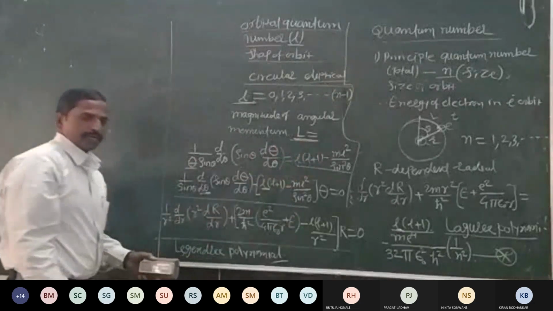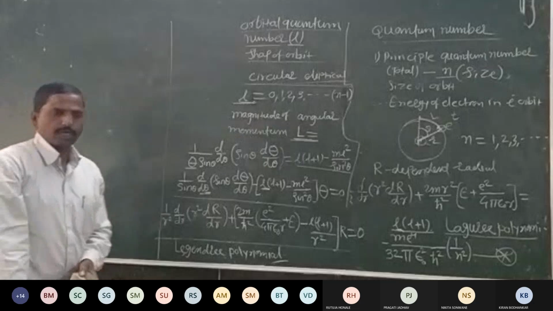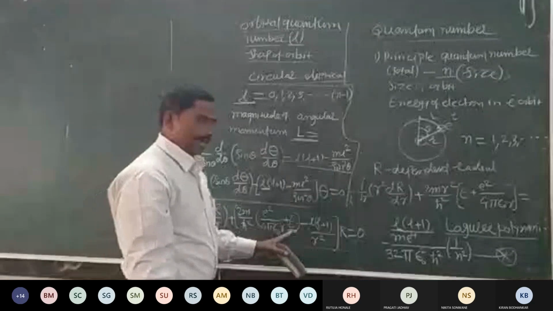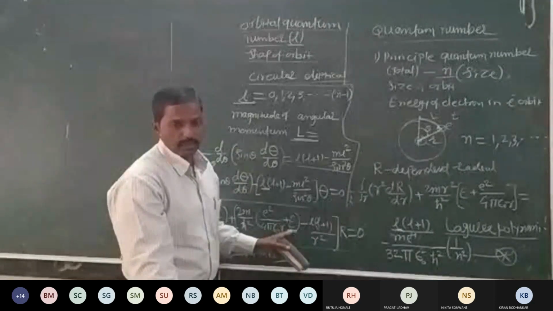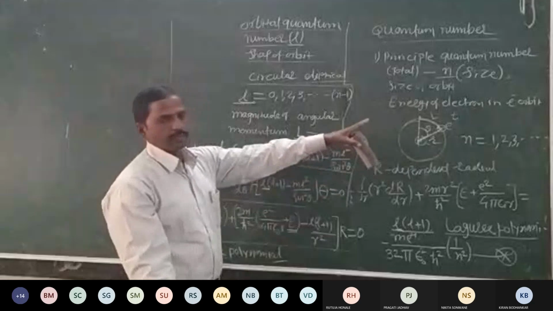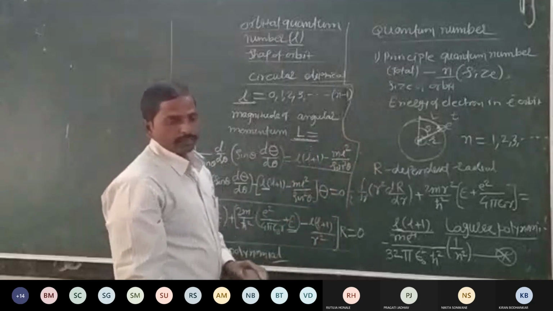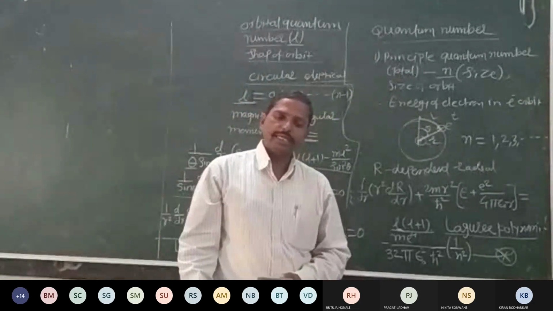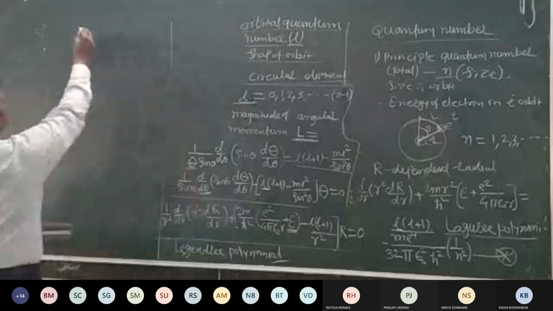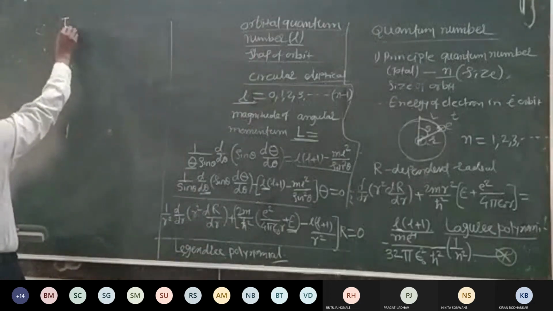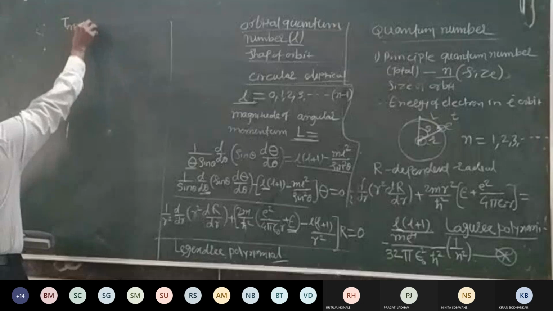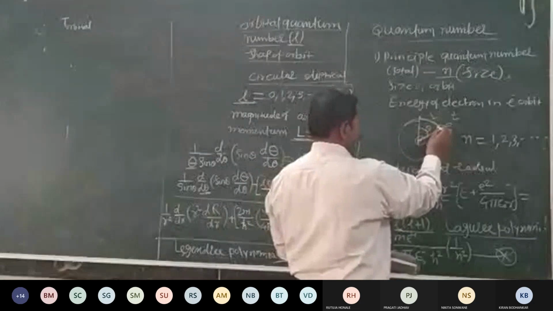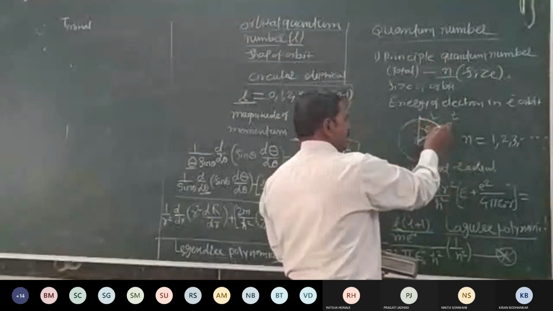And to find the value of angular momentum, first we have to know the energy of that electron in the electronic orbit. So in the electronic orbit the energy of the electron is nothing but the combination of two components, and those two components are, one is orbital energy.